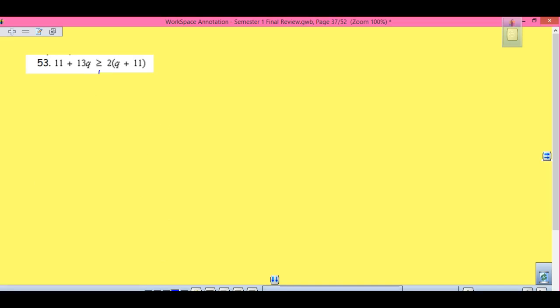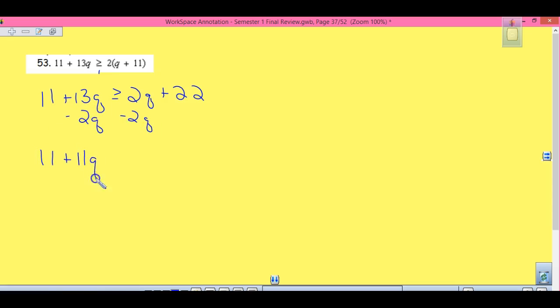Oh, another one? All right, so 11 plus 13q greater than or equal to 2q plus 22. Subtract 2q. 11 plus 11q is greater than or equal to 22. Minus 11. 11q is greater than or equal to 11. Q is greater than or equal to what?